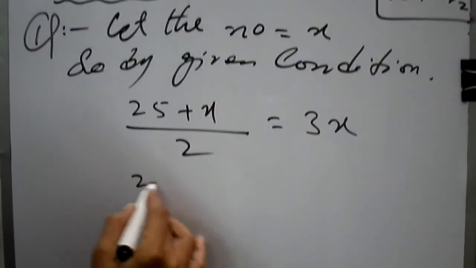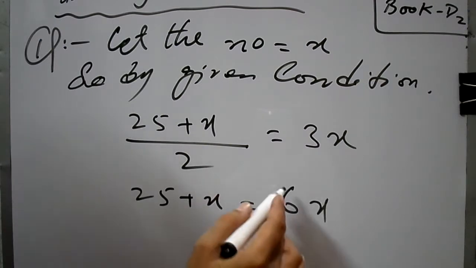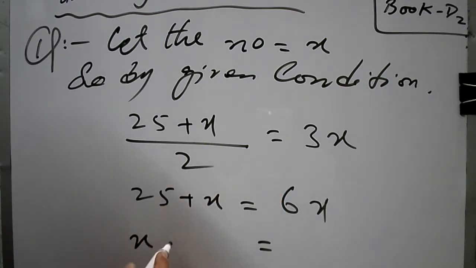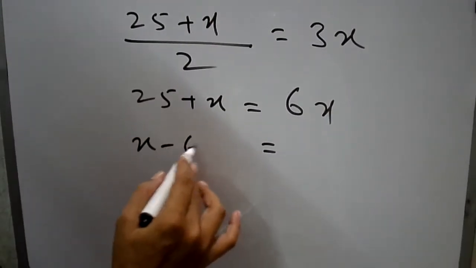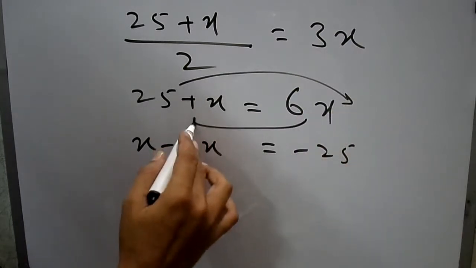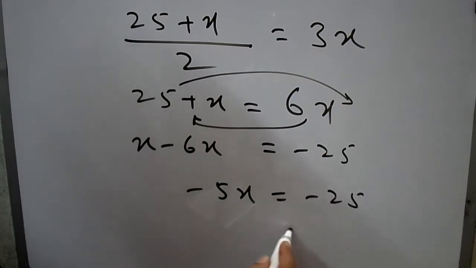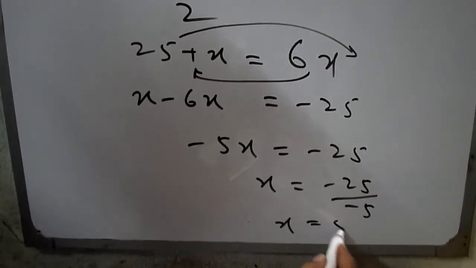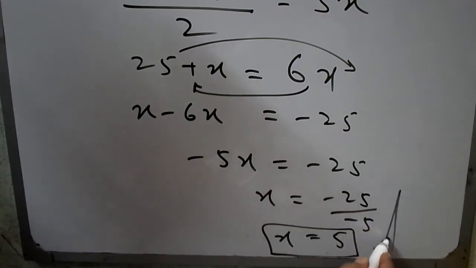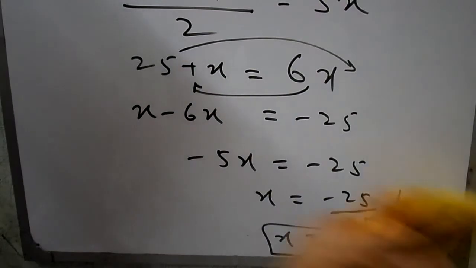By using cross multiplication you will get 25 plus x is equal to 6x. Similar terms will be shifted to one side, so you will get x minus 6x equals minus 25. This 25 is shifted there and that will be shifted here, so you will get minus 5x equals minus 25. Divided by minus 5, the minus will be cancelled, so the value of x is 5, since 5 fives are 25. That is your result. Now coming to question number 2.